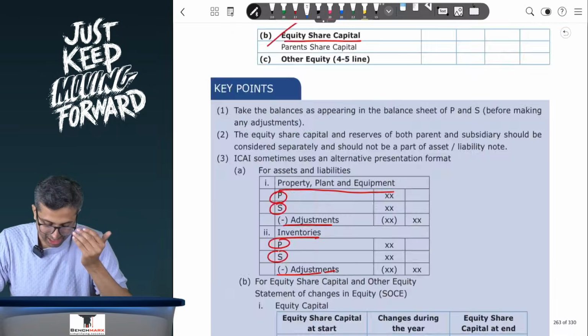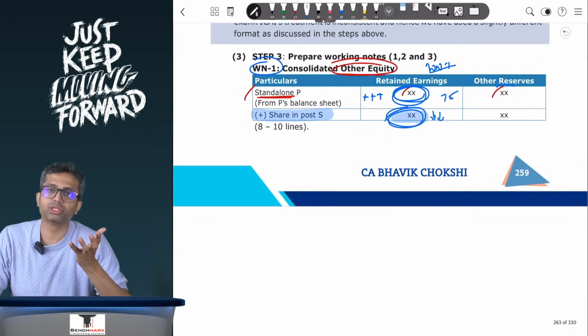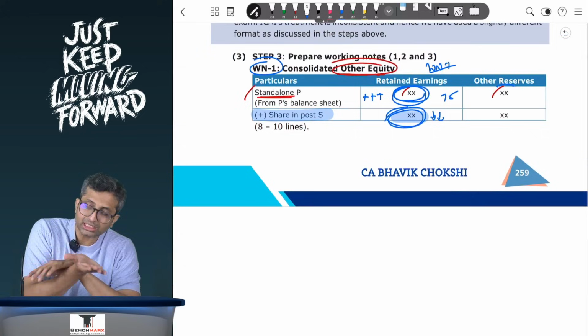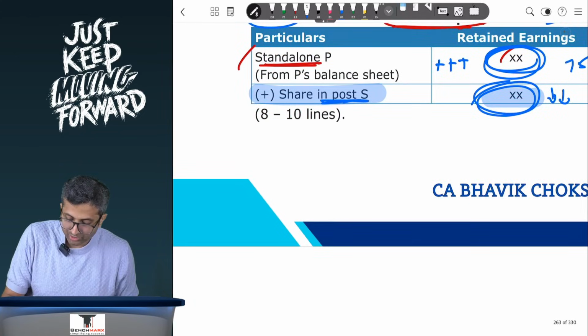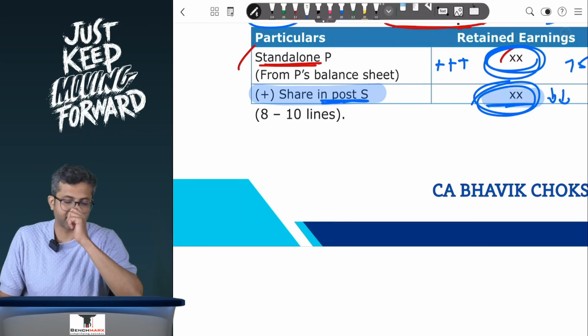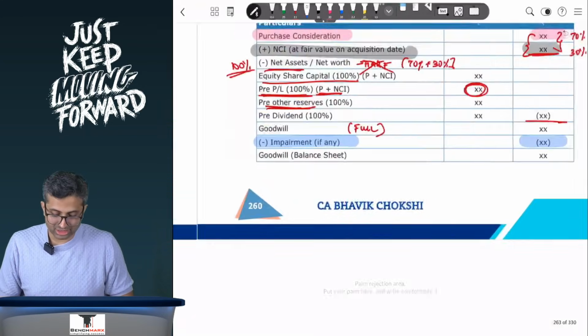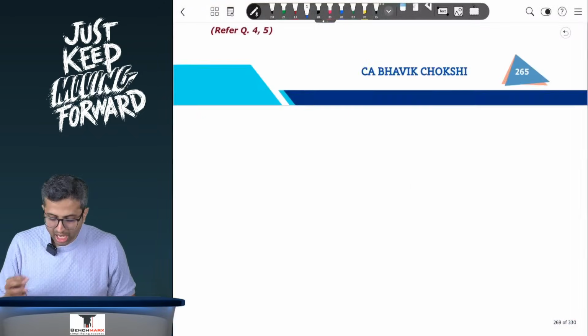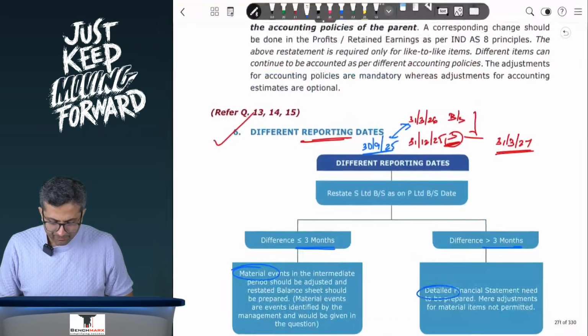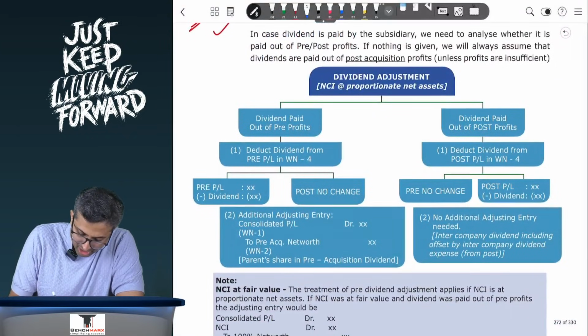Further, when I calculate the profits, there's an intercompany income of 75, but that is not getting offset by an intercompany expense from the post-profit section, and hence there will be an adjusting entry which is needed. Long story short, it's a very difficult logic to grasp, but when you look at this, you will say that if there's a dividend, NCI is calculated using the proportionate net assets method.